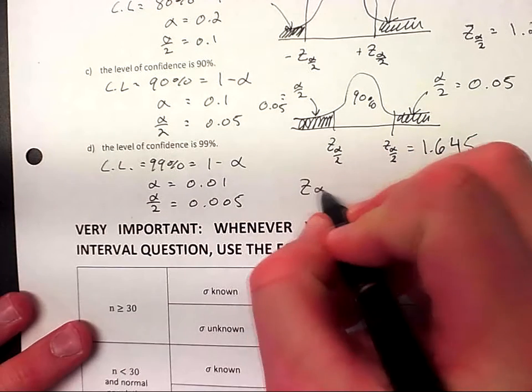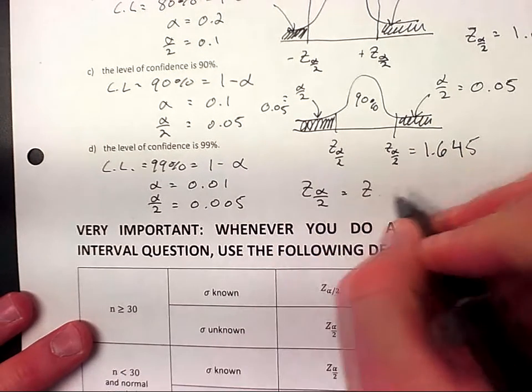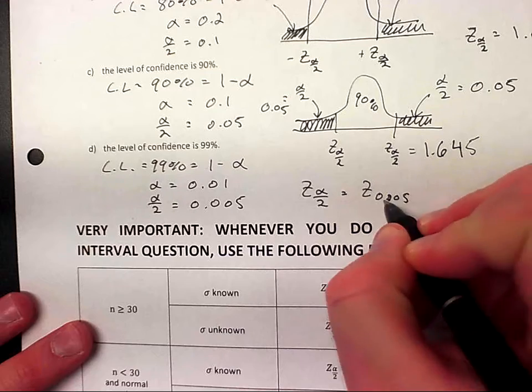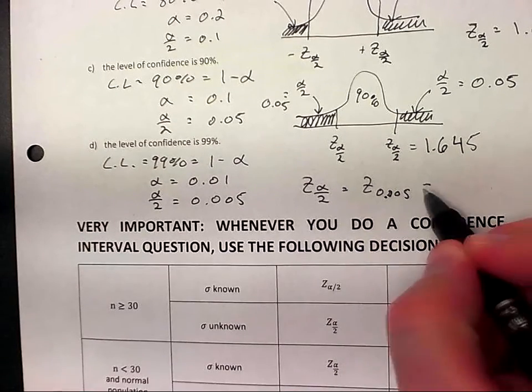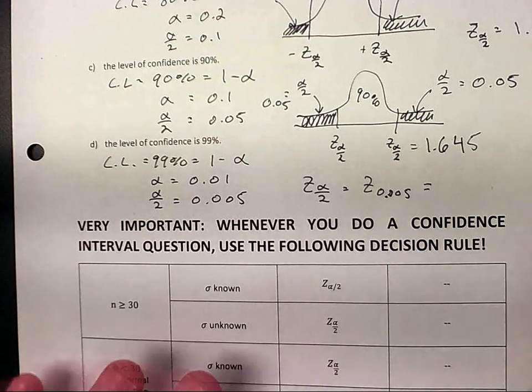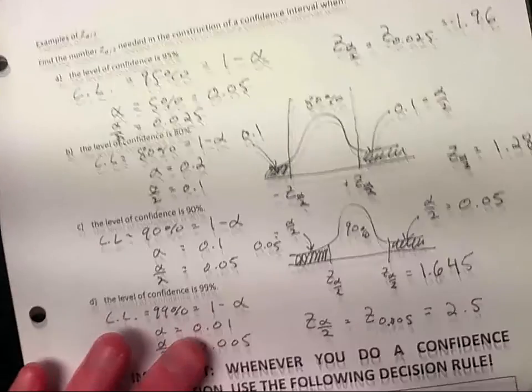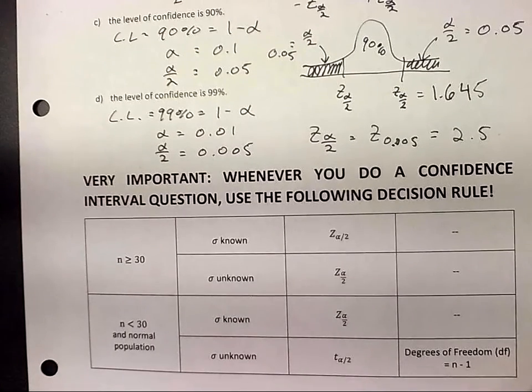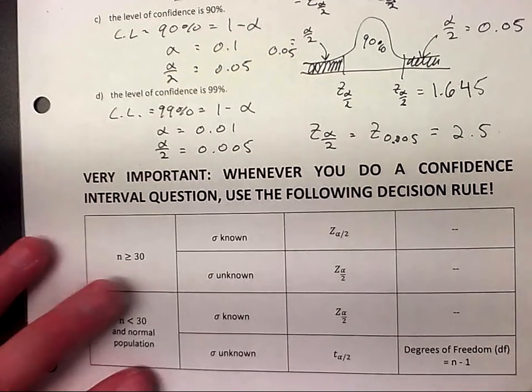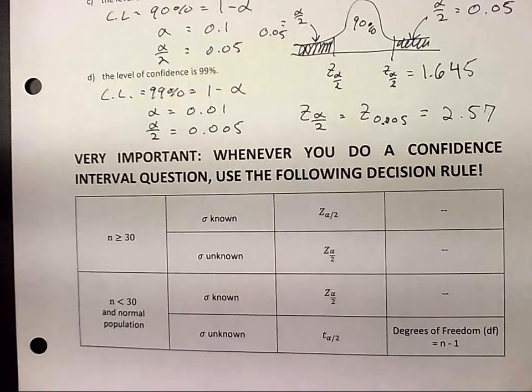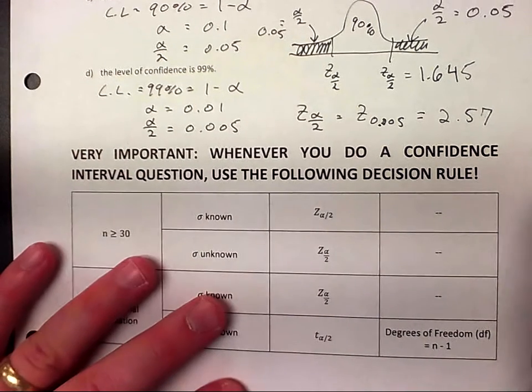I could draw a similar graph up here, but if you looked up the z-value that corresponds to alpha divided by 2, we're looking for a z-value that corresponds to 0.005. And if we look this one up, we get 2.57. It's really right in between 2.57 and 2.58. So we could use 2.575, but which one is it closer to? Is it closer to 2.57 or 2.58? Is it equidistant again?